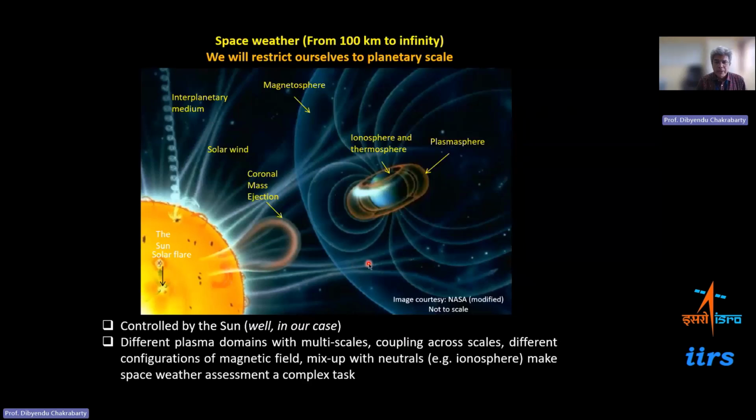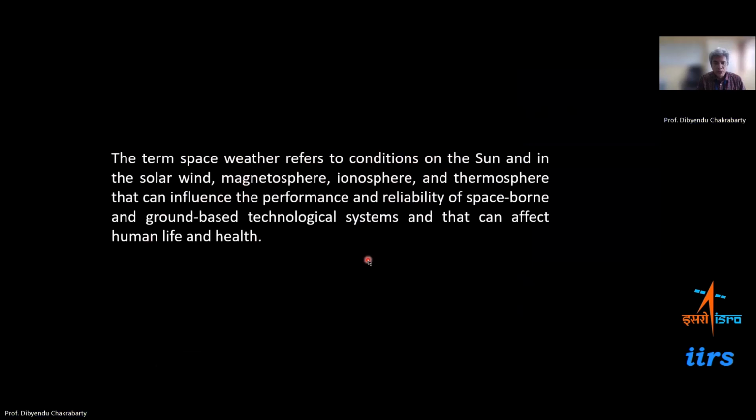So this is the space environment that we are living in, and therefore it's of utmost importance that every solar disturbance will have a repercussion on the kind of disturbances that we see in the upper part of our near space environment. So we define space weather in the following way.